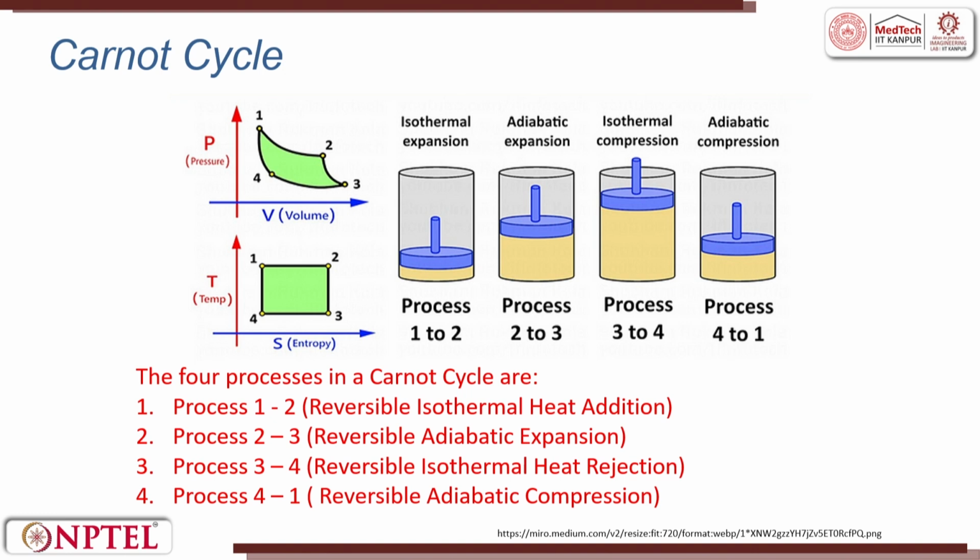In the isothermal expansion, when it moves from 1 to 2, you can see that the piston is trying to expand. It is trying to go up. When it goes from 2 to 3, it is adiabatic expansion, so still the piston is expanding. Then 3 to 4 is isothermal compression, and from 4 to 1 you can see that adiabatic compression happens.